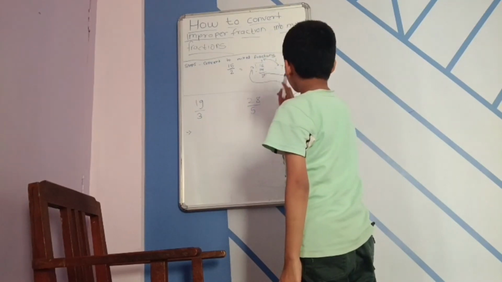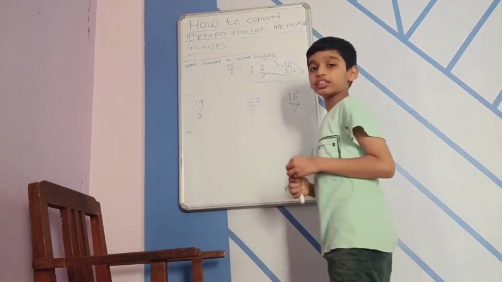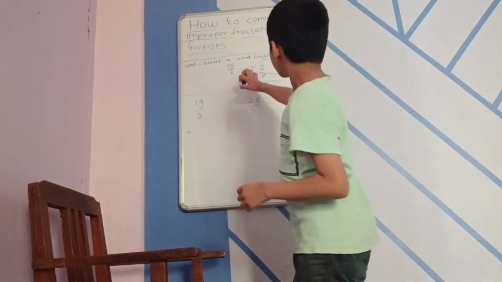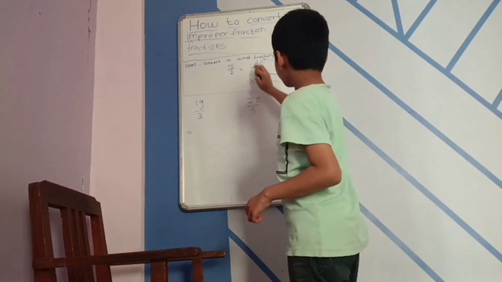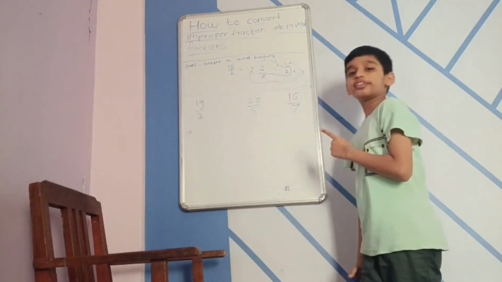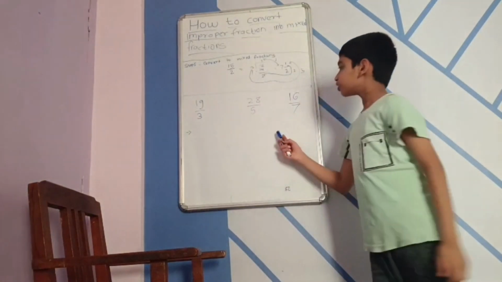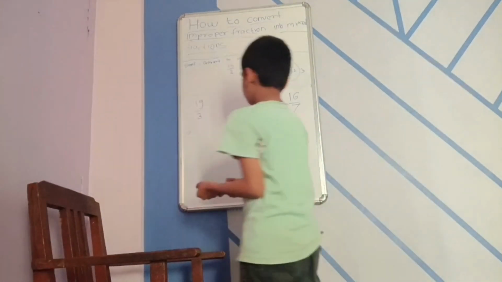First take the quotient, then the remainder, then the divisor. This is the quotient, remainder and divisor. Like this, you will convert improper fractions into mixed fractions. So let's take these examples.